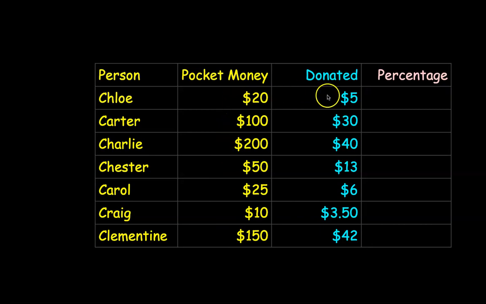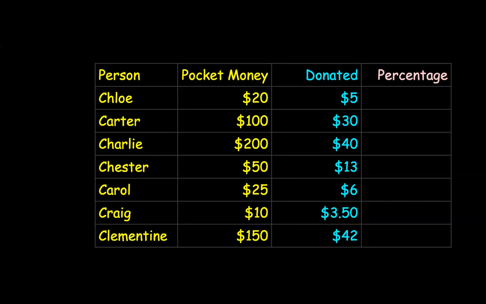This here shows us how much money these people have donated to charity of their choice. It could be SPCA. It could be any charity you can think of. So Chloe gets $20. She gives away $5. Carter gets $100, gives away $30, and so on. Your job is to figure out who the most generous person is and who the least generous person is. So I want you to order these in order from most generous down to least generous. And hopefully by this point you understand you're going to have to use percentages.